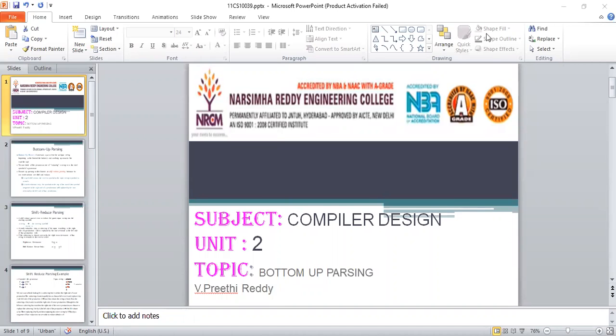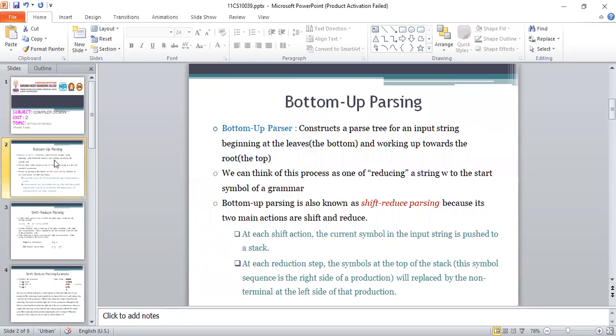Now the next topic is bottom-up parsing in Unit 2 in compiler design. This is another technique of syntax analysis. A bottom-up parser constructs a parse tree for an input string beginning at the leaves, that is at the bottom, and working up towards the root, that is from bottom to top. It is also called bottom-up parsing.